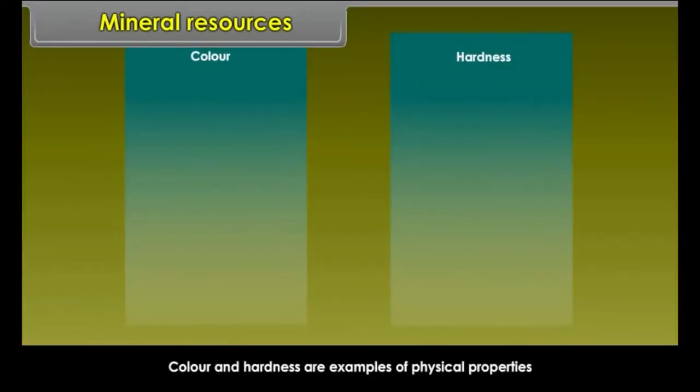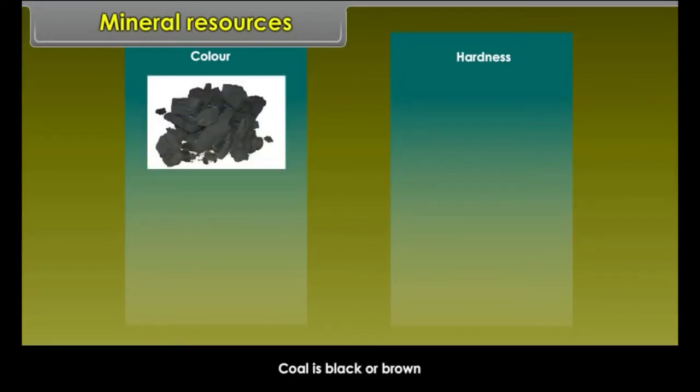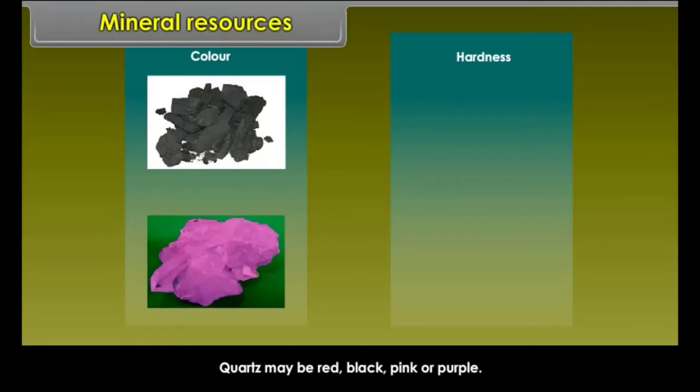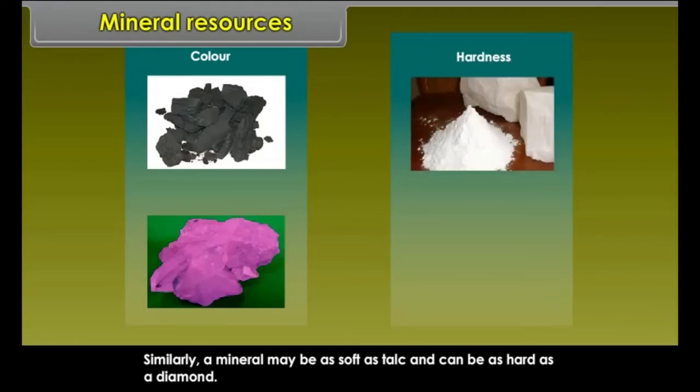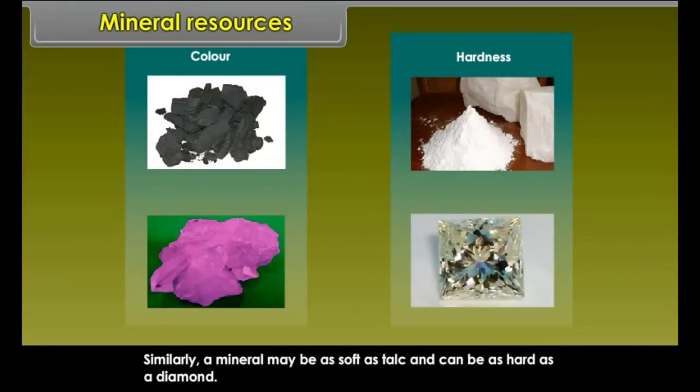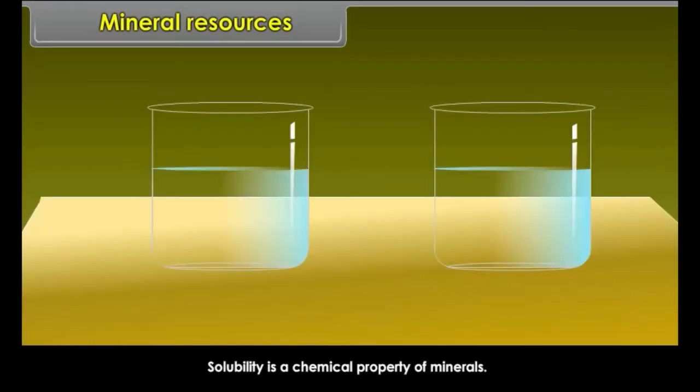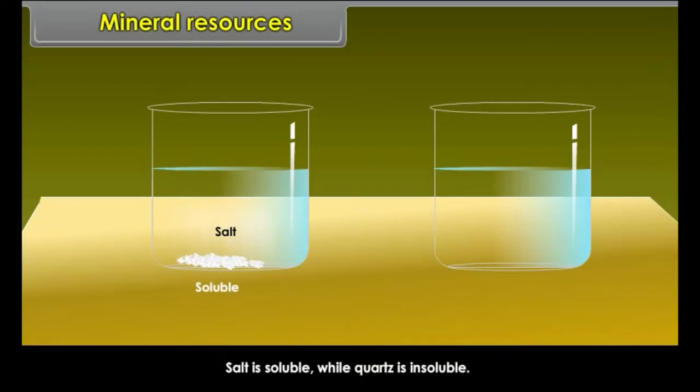Color and hardness are examples of physical properties. Like coal is black or brown, quartz may be red, black, pink or purple. Similarly, a mineral may be as soft as talc and can be as hard as a diamond. Solubility is a chemical property of minerals. For example, salt is soluble while quartz is insoluble.